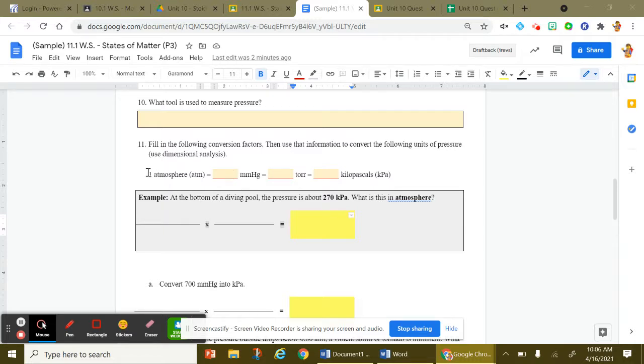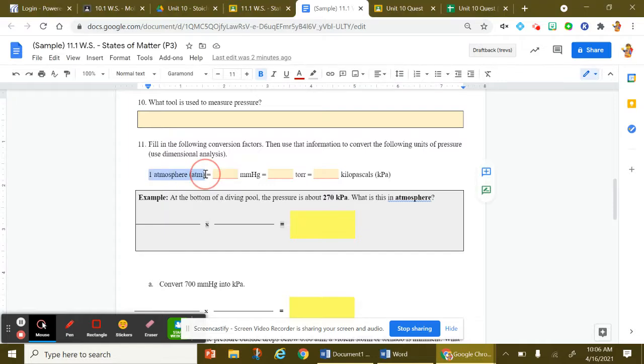Atmospheres are the unit of pressure we use for most everyday living. Millimeters of mercury and torr are pressure units that are mostly used for weather and meteorological measurements, whereas kilopascals are the main unit of pressure used in the metric system, used for things like checking the pressure on your car tires, or measuring the pressure in pipes in a factory. So it's useful to be able to convert between these depending on the situation that you're in.